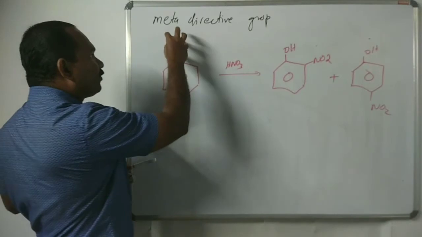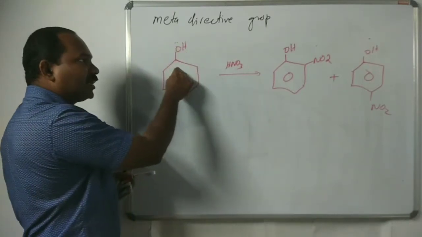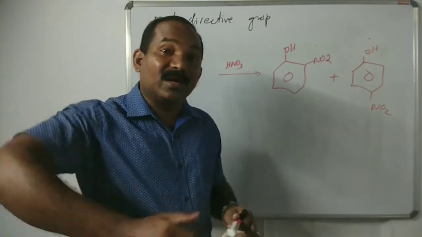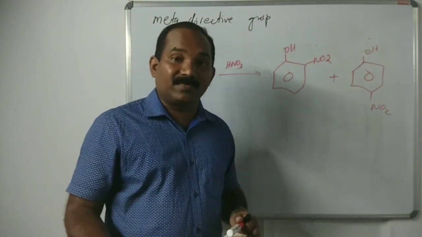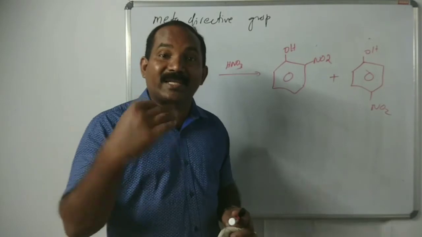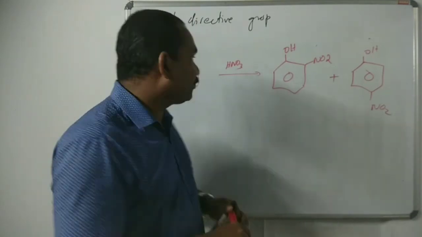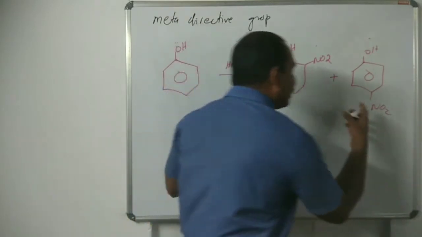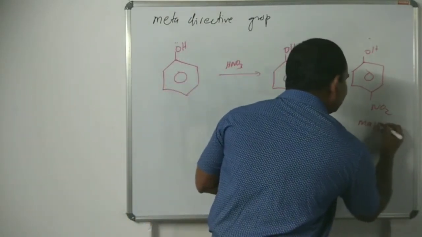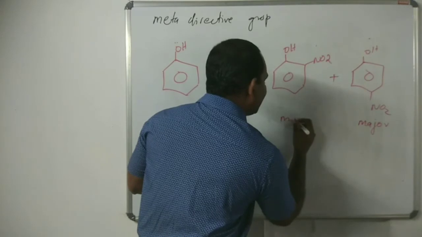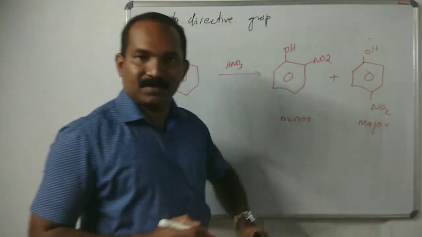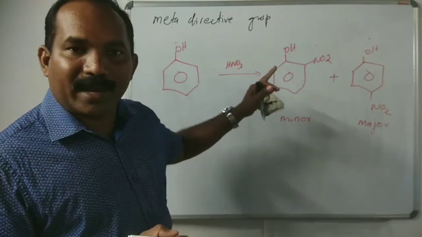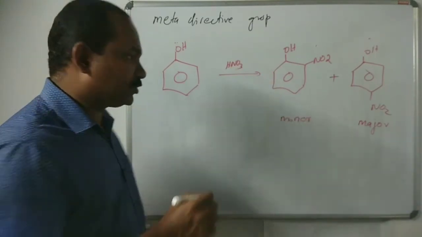That is directive influence. If one functional group is already present in the benzene, this functional group decides the attachment of the electrophile, and directs the electrophile into the ortho position and para position. This para product is the major product, and this is a minor product. Remember that. So nitration of phenol gives orthonitrophenol as well as paranitrophenol.